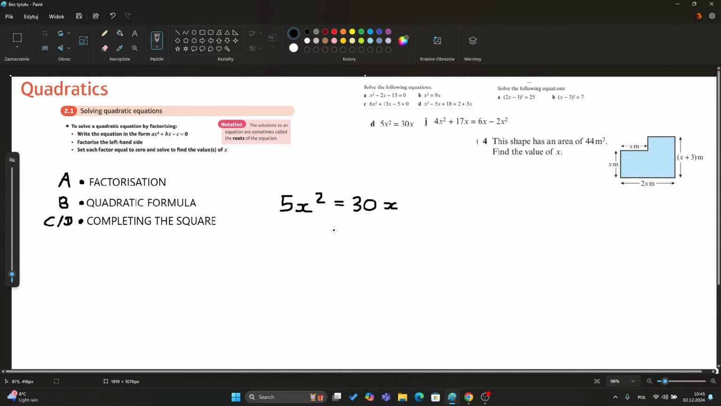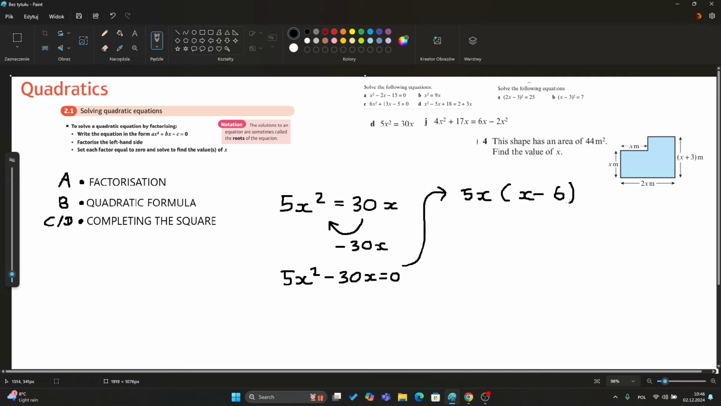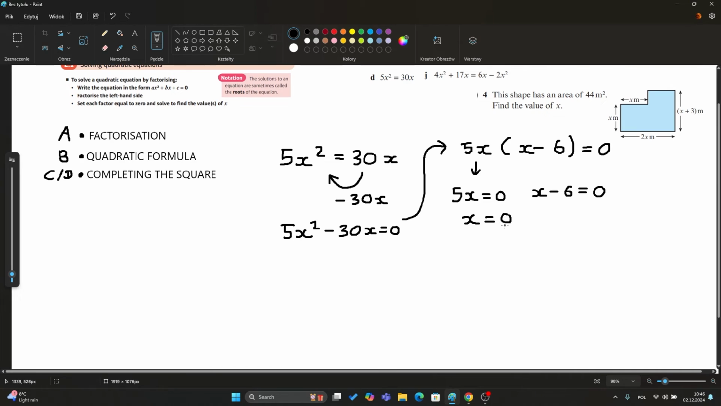So first of all, we need to make sure that our equation is in the form of factorizing expression equal to 0. So we need to get rid of that 30x from the other side. So that is 5x squared minus 30x equal to 0. Now we factorize 5x squared and minus 30x with a common factor, and that is going to be 5x. And inside the brackets, x minus 6 equal to 0. Now we equal them both to 0, and x is equal to 0, or x is equal to 6.